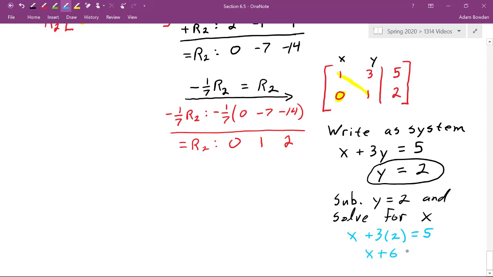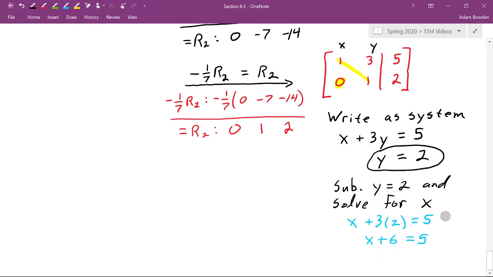x plus 6 is equal to 5. x is equal to negative 1. So our solution then for x and y would be negative 1, comma 2.